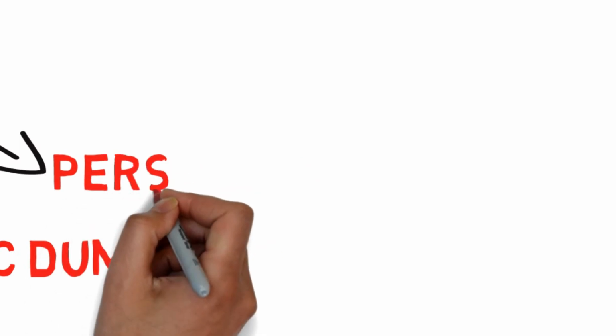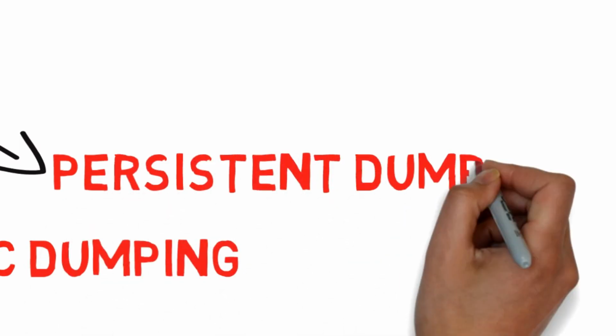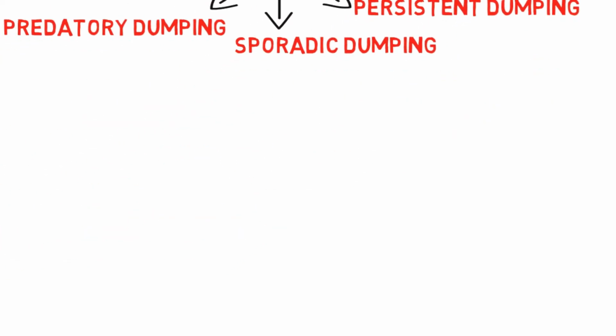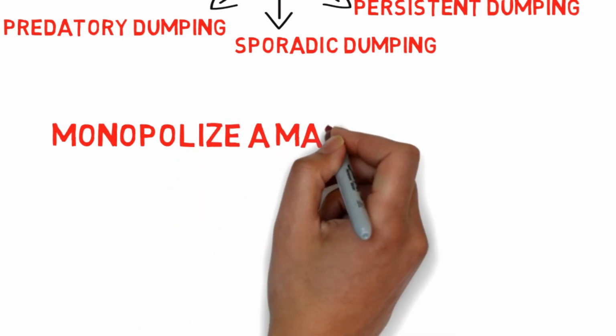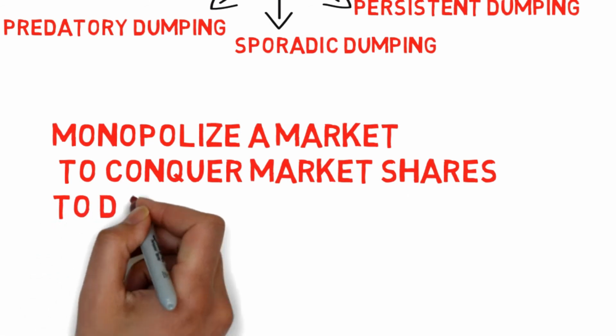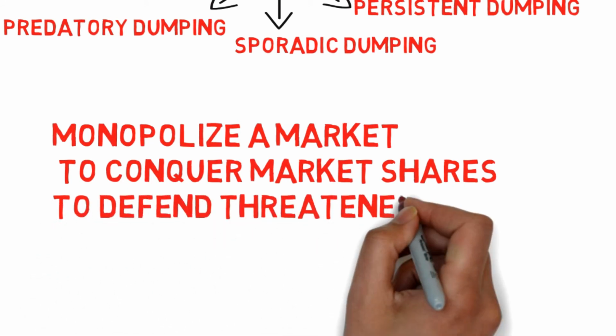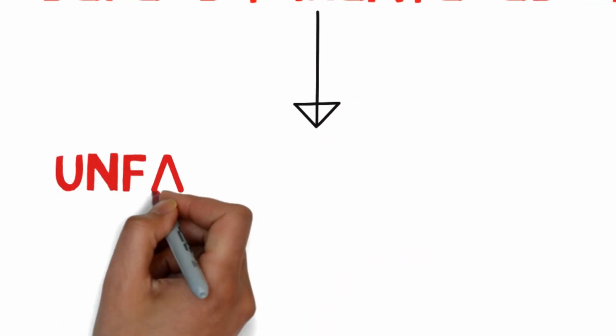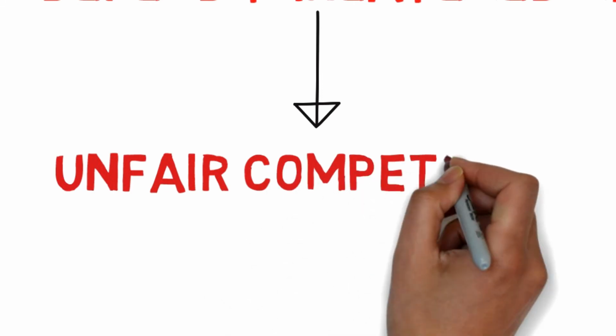The third is called persistent dumping. As its name suggests, it's the most permanent type of dumping. It involves selling consistently at lower prices in one market than in the rest of the markets. Thus, the objective of adopting dumping would be either to monopolize the market, to conquer market shares, or to defend threatened markets. It is then unfair competition.